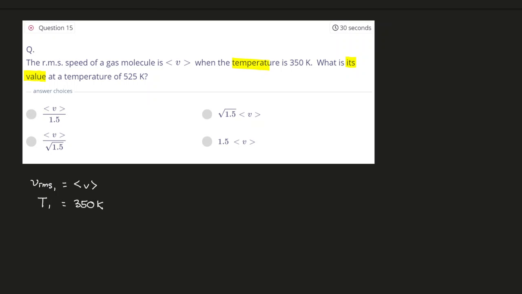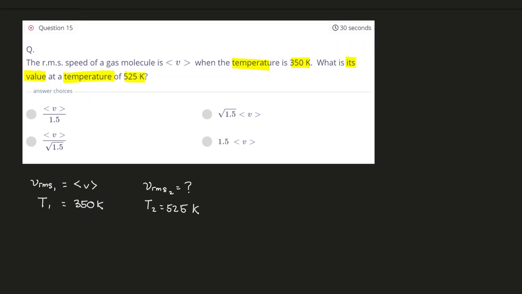So they give you the final temperature, and its value. If they use "its", it means this thing is being mentioned in the earlier sentence. So if it's been mentioned in the earlier sentence, you can probably deduce that the only thing left is the RMS speed. So they are asking for the final RMS speed actually. So they are finding VRMS2 is equal to what? And they are also telling you that T2 is equal to 525 K.